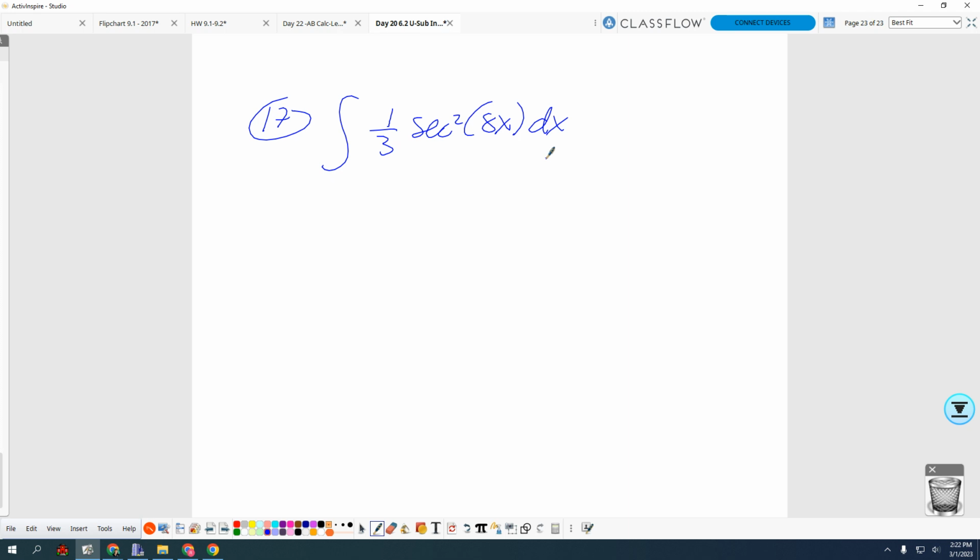Let's do 8x. Okay, do we have to do u substitution? No, let's not do 8x. So let's look at this. Do we even have to do u substitution? If we're on it with these, no, we don't. Carson, is there some function that I know has a derivative of secant squared? Tangent, yes. So I could make it the u value being 8x.